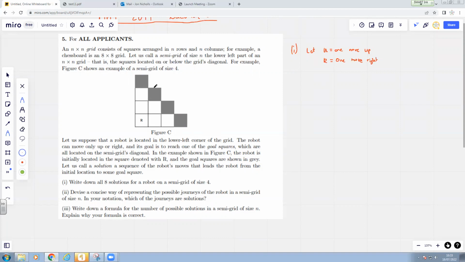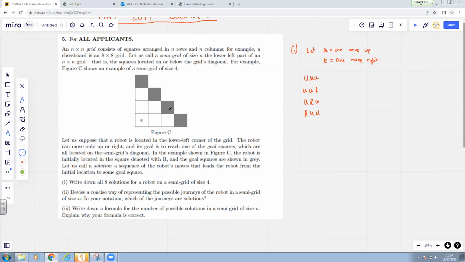If a goal square is any of the gray ones shaded in, we could go up. That's fine, that would just go straight from here to here. We could go up, and then right. We could go up, right, up. Or we could go right, up. There's only one way of getting to the top square here, but there's three ways to get into there. And I'm sure you can see the pattern emerging here.